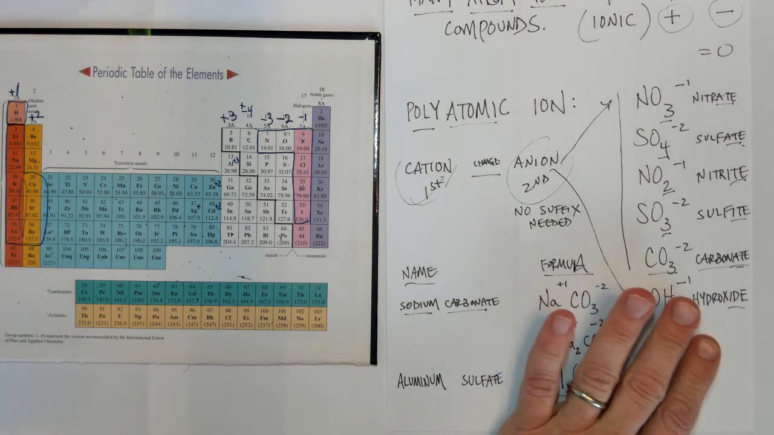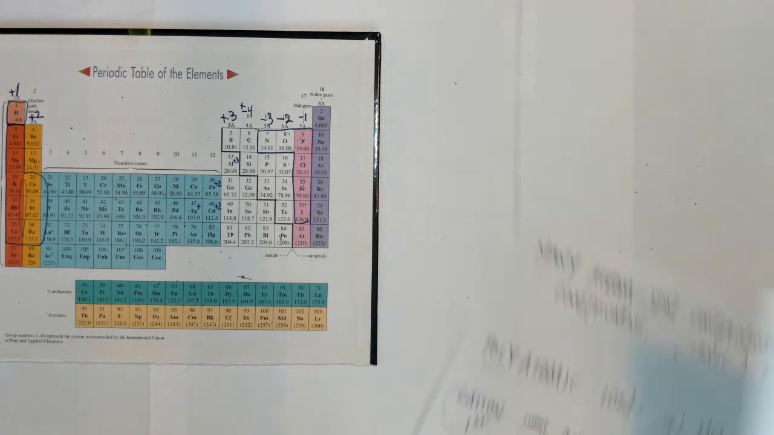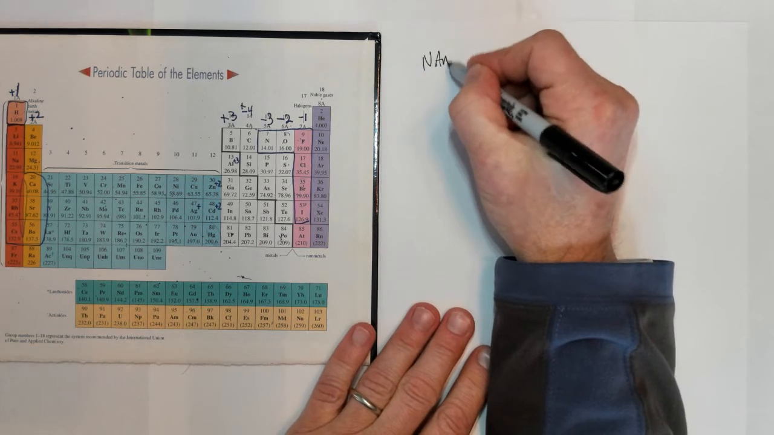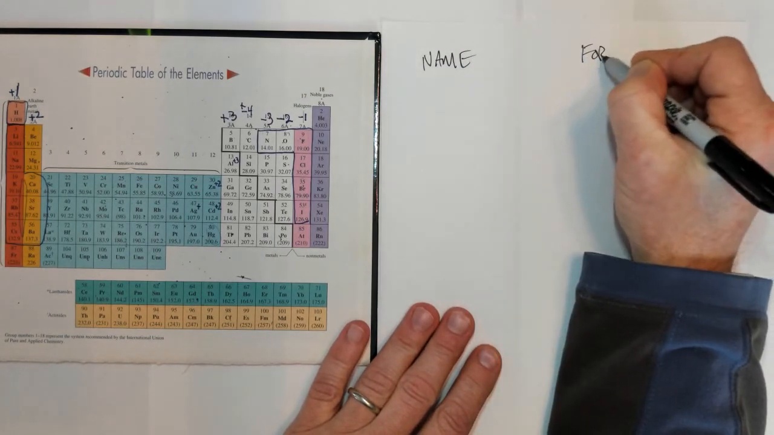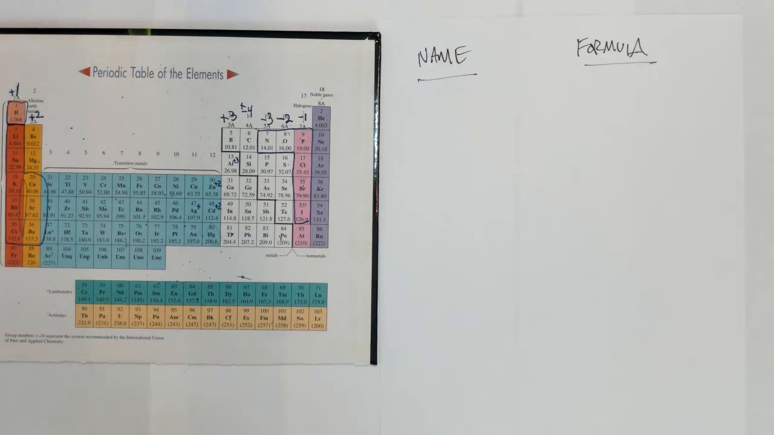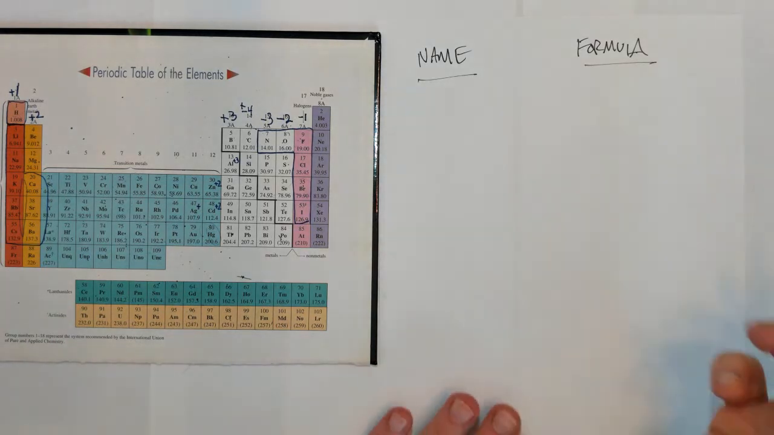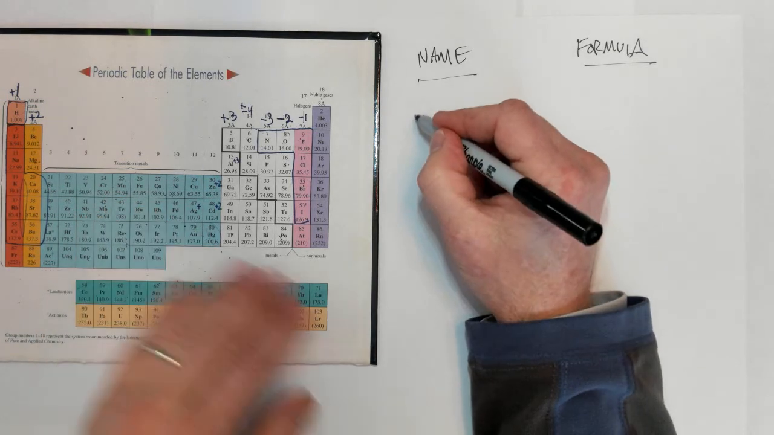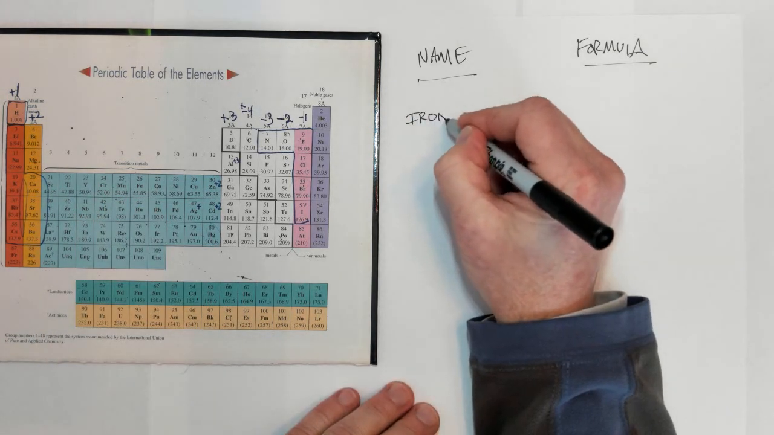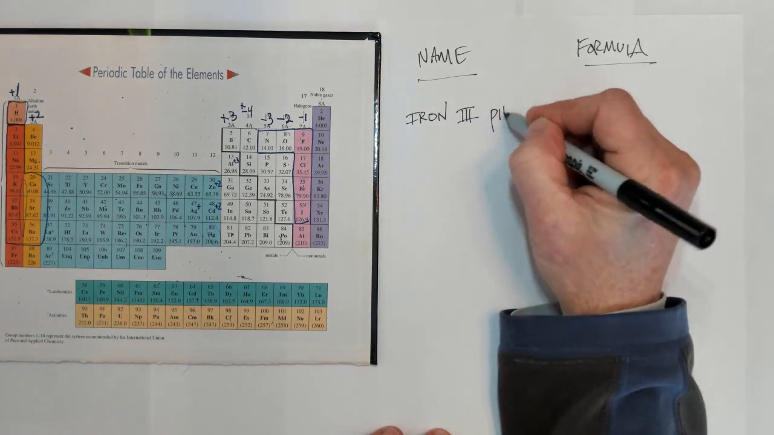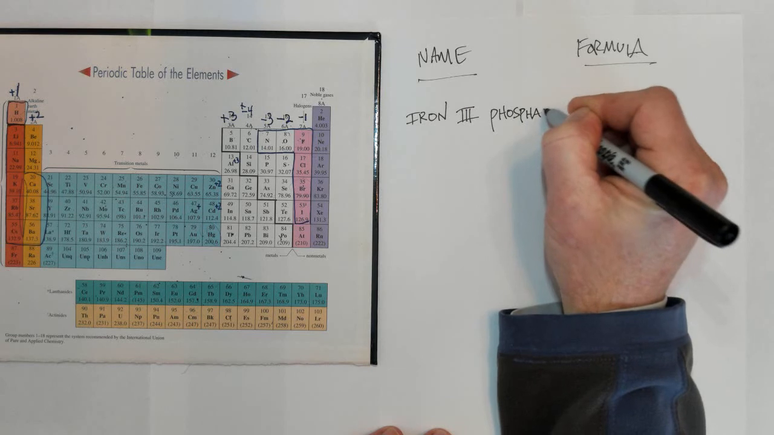Let's do 2 more, and let's do ones that have the charge in them, so then you can see some examples of those. Once again, we'll put name on this side, and we'll put formula over here. And let's start one where we're given the name, and we'll go to the formula. So let's do ones that are going to have charges. Let's do iron, 3, phosphate.